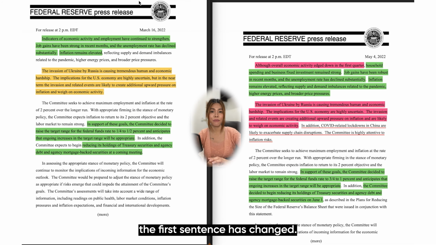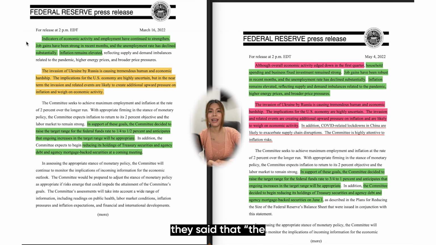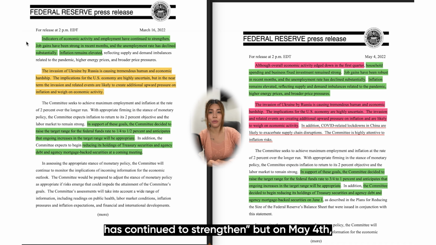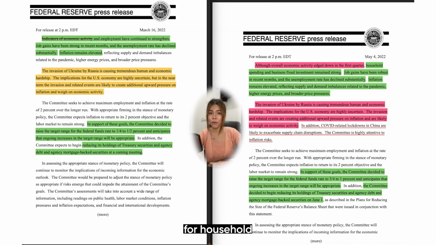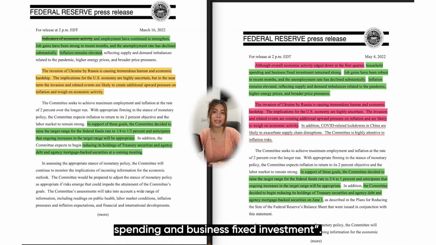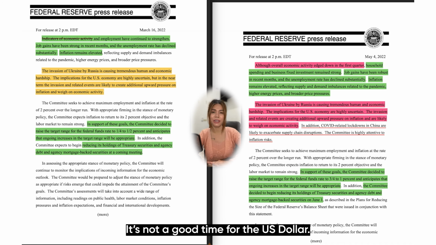First, the first sentence has changed. For the March 16th rate statement, they said that the economic activity and employment has continued to strengthen. But on May 4th, overall activity edged down except for household spending and business fixed investment. It's not a good time for the US dollar. The opening is not good.